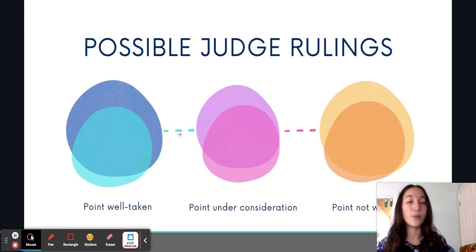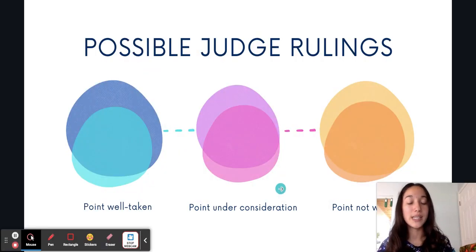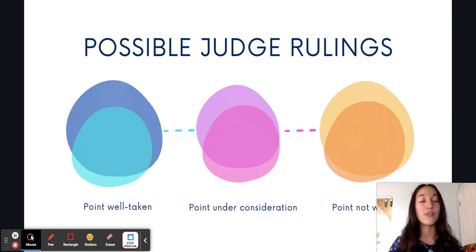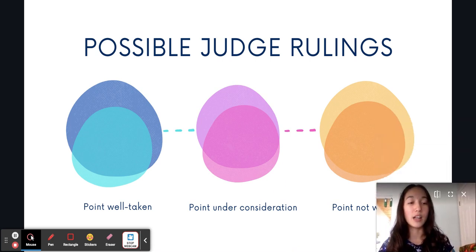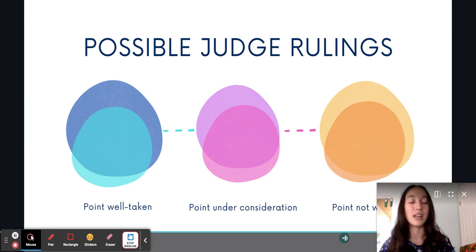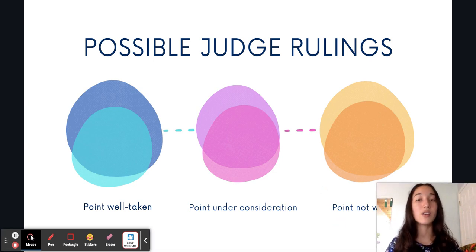There are three different ways that the judge could rule. They could say point well taken, which means that they agree with the POO and that your opponents must proceed without the argument. Point under consideration means that the judge is not quite sure if your opponents have previously stated it, and so they say proceed with caution. And the final one is point not well taken, meaning the judge does not agree with the POO, believes that your opponents have previously stated this information, and thus is allowing your opponents to continue with the argument.